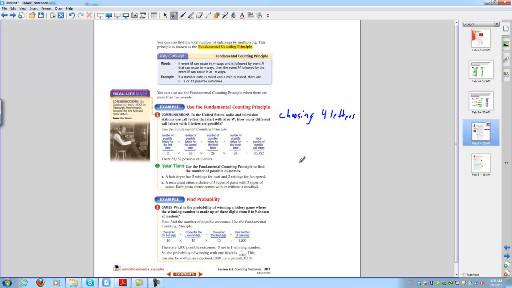Now, if you can imagine trying to do a tree diagram for that, it would be a very, very large tree diagram. So the fundamental counting principle just says we can multiply the possible outcomes for each event. So 2 times 26 times 26 times 26 is 35,152 possibilities. Go ahead and take a minute and pause the video and try these your turn problems.